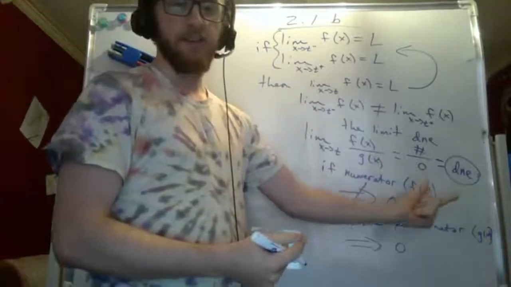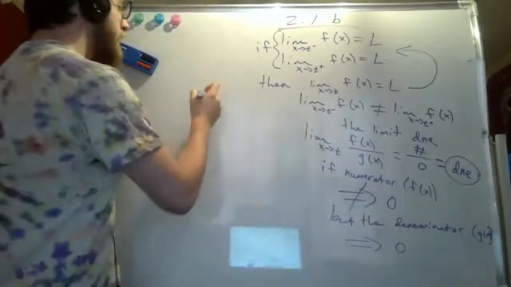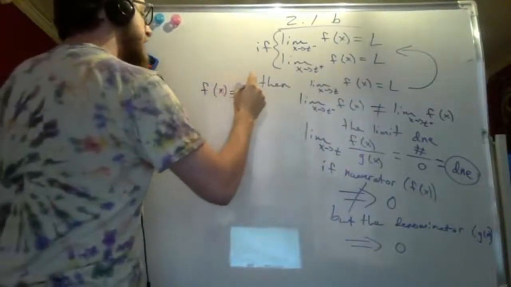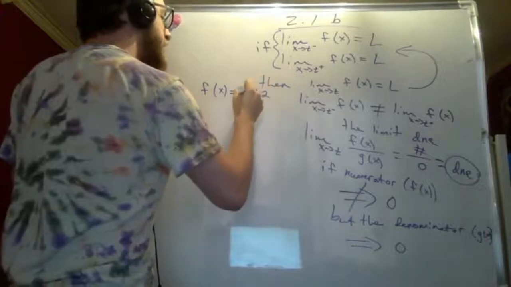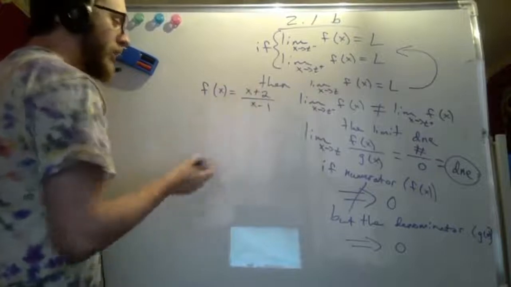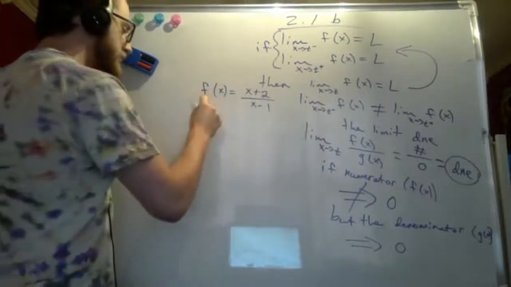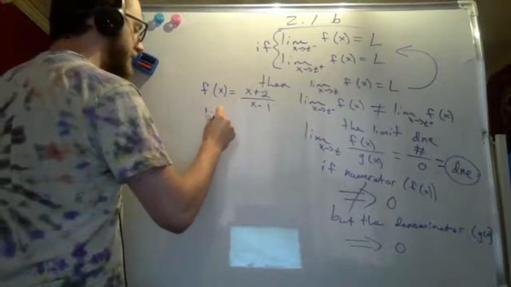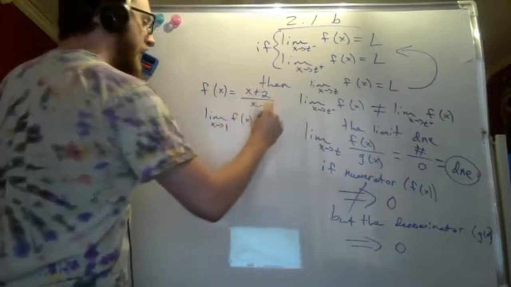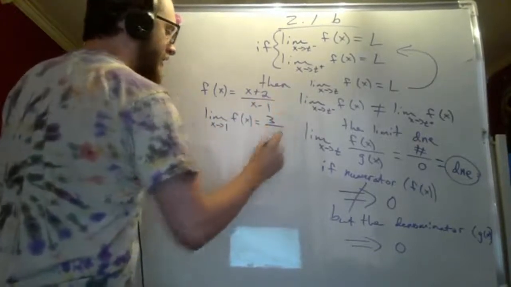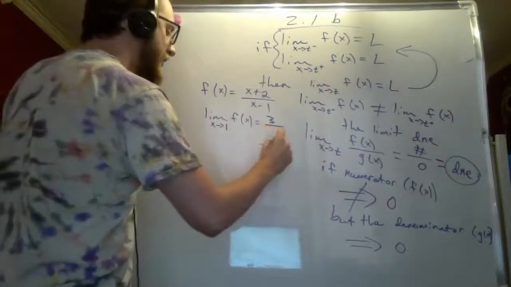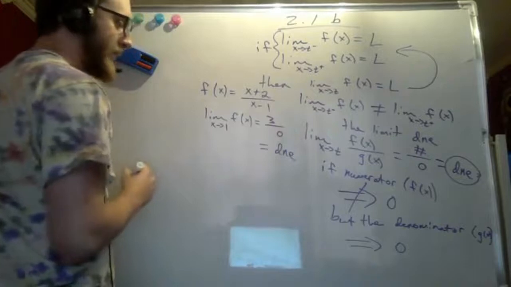It just doesn't exist. Case in point, we talked about last class, I believe, this function f of x is equal to x plus 2 divided by x minus 1. Now there's no clever tricks we can use to simplify this, but if I try to take the limit of this as x goes to 1 for f of x, then I'm going to have 3 divided by 0, which obviously we can't do, can't divide by 0, so this limit does not exist.